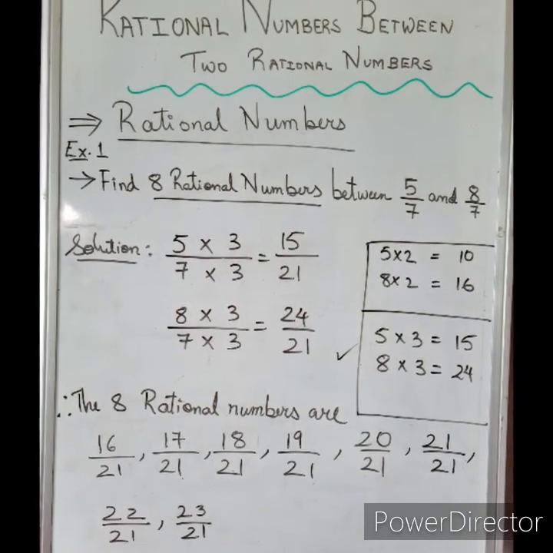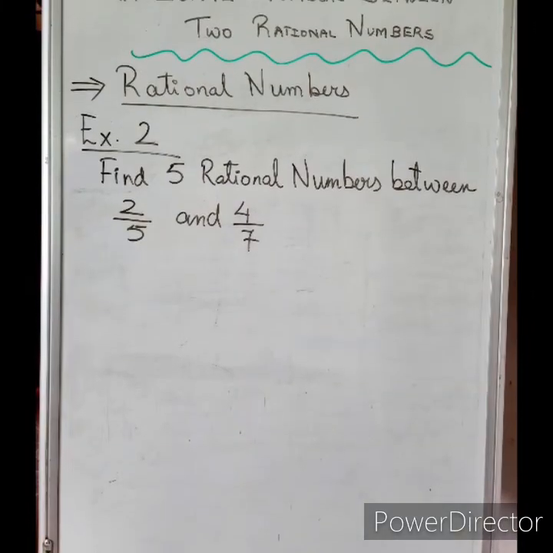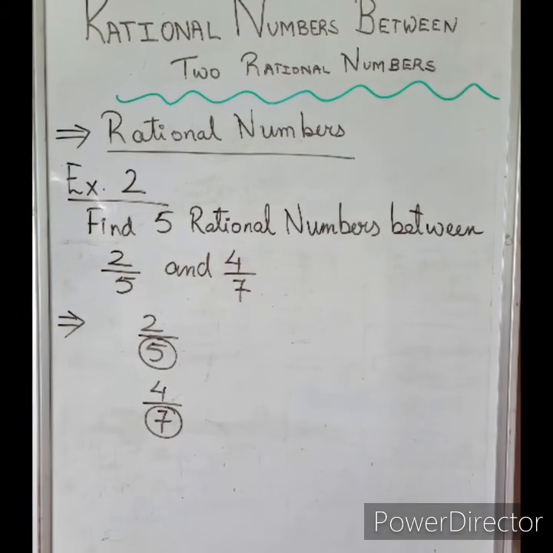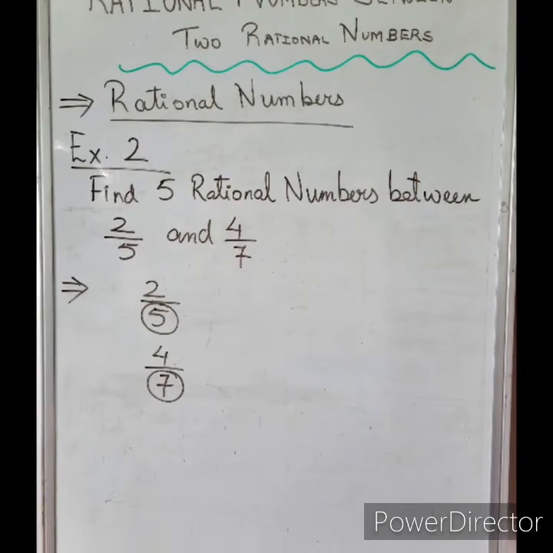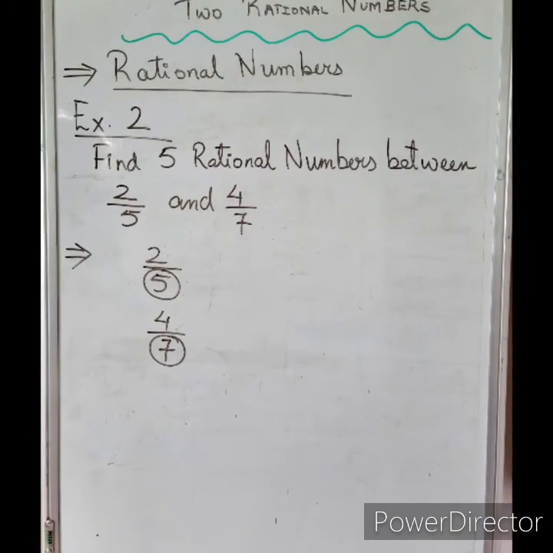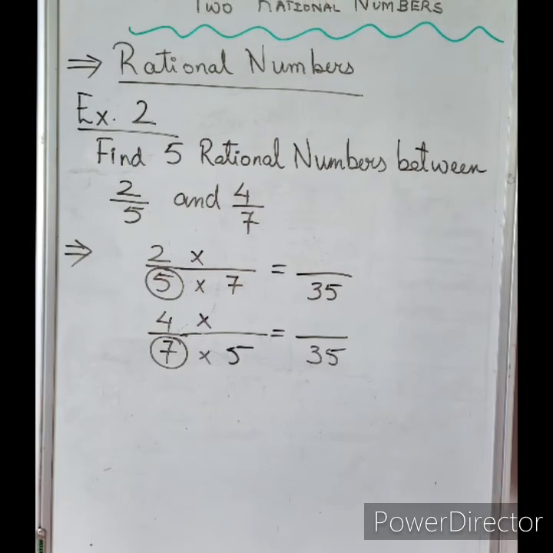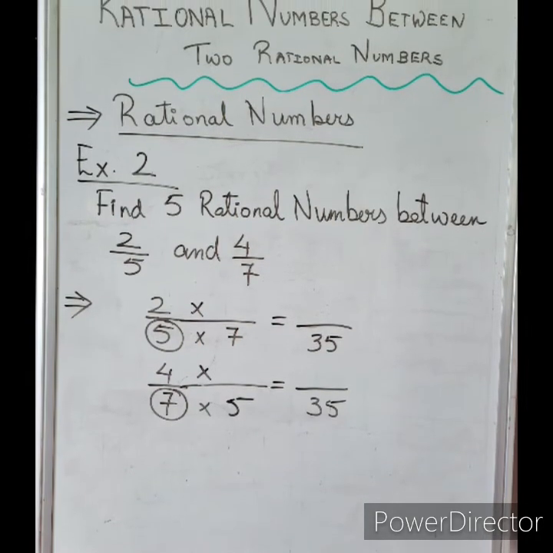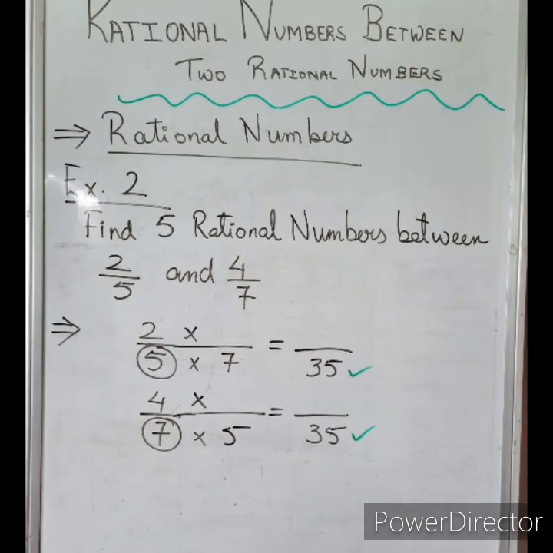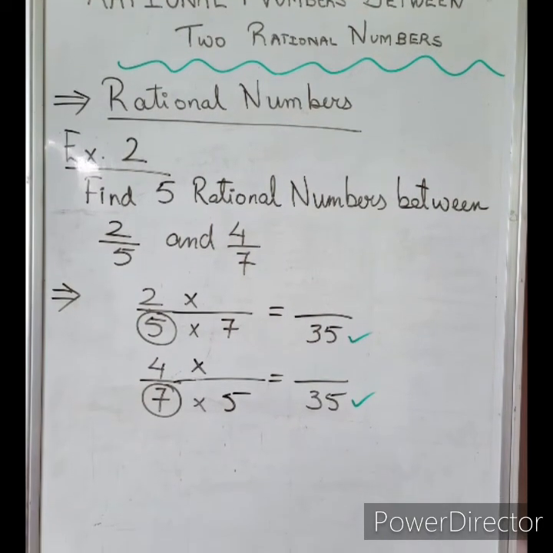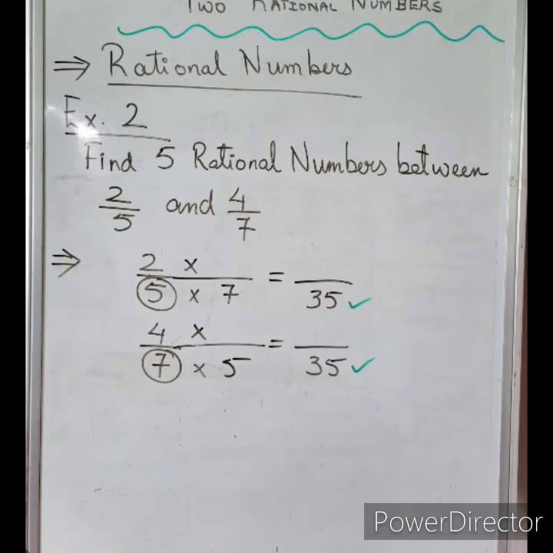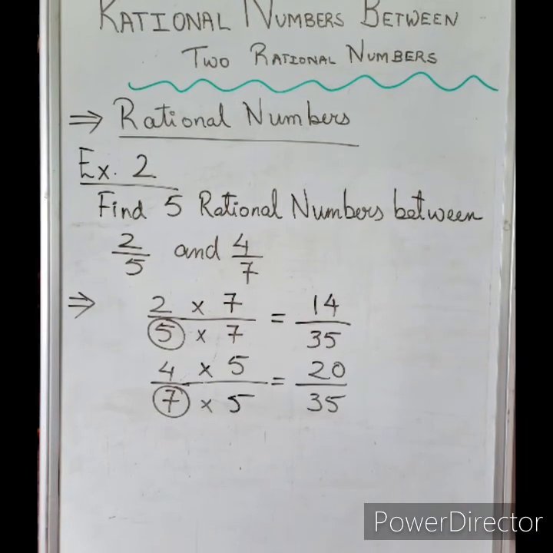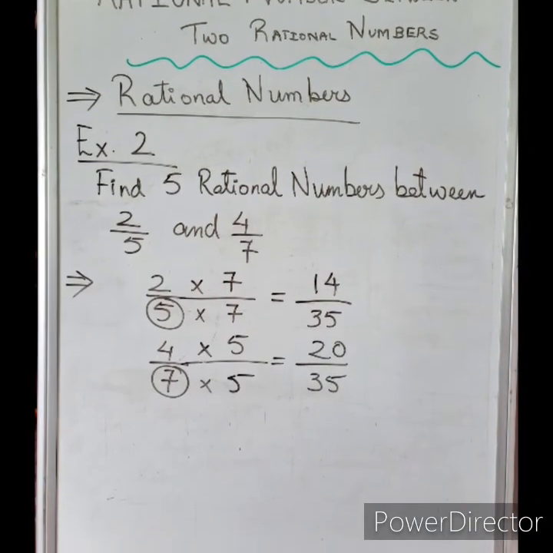Let us see example 2, 5 rational numbers between 2 upon 5 and 4 upon 7. Here the denominators are not the same. One is 5 and the second one is 7. So to make them the same, you have to find a number which will give the same denominator in both the cases. In the first case we have 5 and in the second case we have 7. If you multiply by 7, the same number should be on top, and 5 should be used for the second fraction. So we get the answers as 14 upon 35 and 20 upon 35.